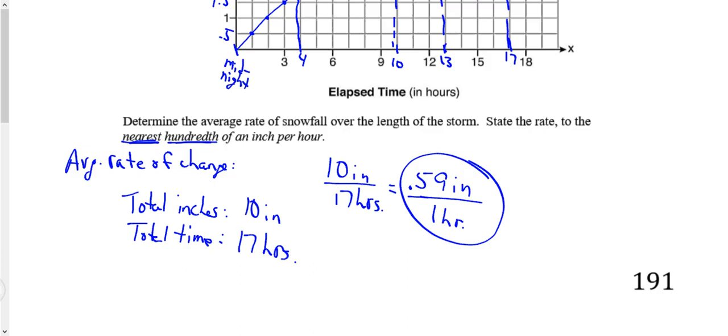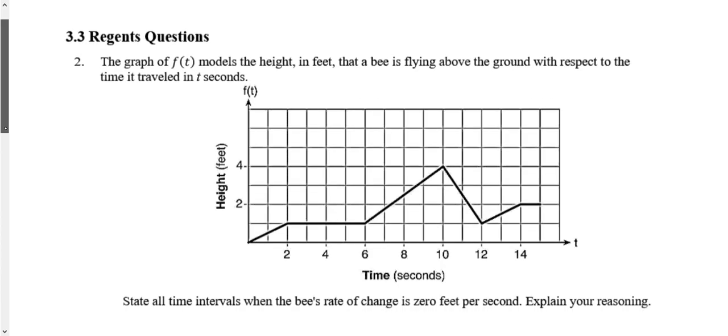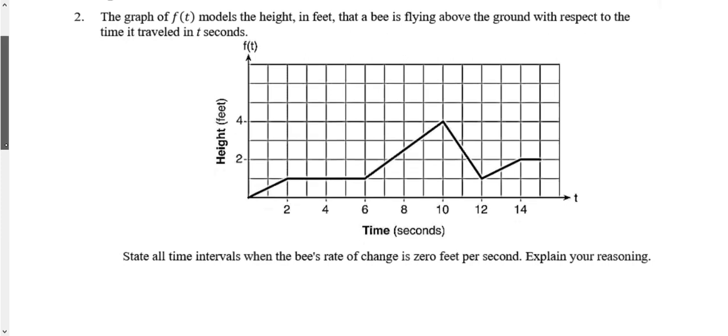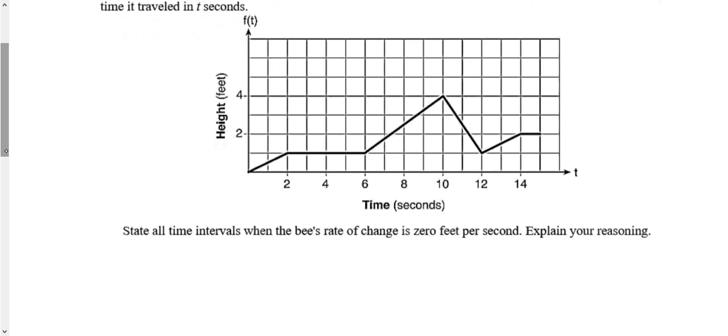All right, the next one shouldn't be too difficult here. I'm going to read this over. We've got a bee whose height above the ground is being graphed over time in seconds. They want the intervals when the bee's rate of change is 0. What parts of the graph would that be? Everybody agree it's the horizontal parts, right? How often is his height the same, in other words?